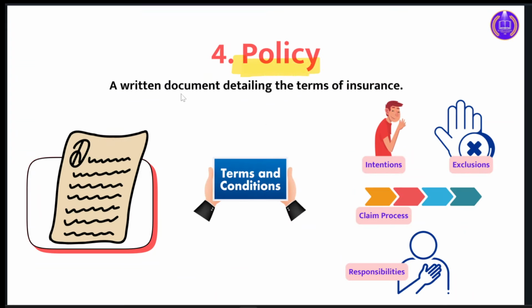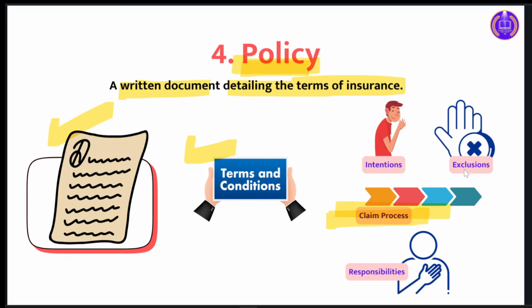Now, what is a policy? A policy is a written document detailing all the terms and conditions of the insurance. The terms might include the claim process. If you met with an accident, how you can claim. So it will include all the process.